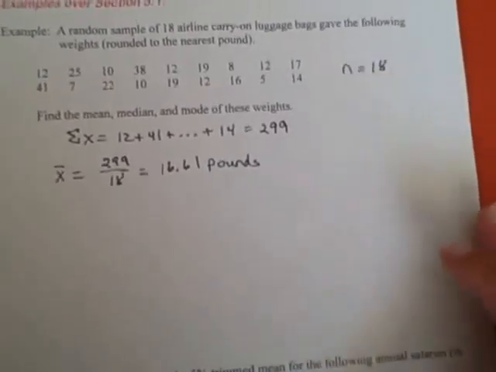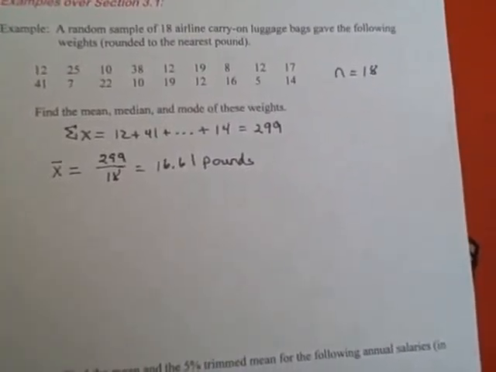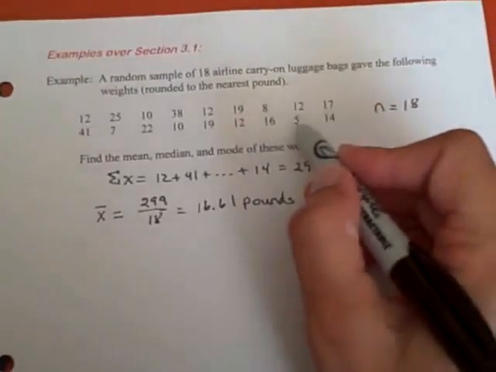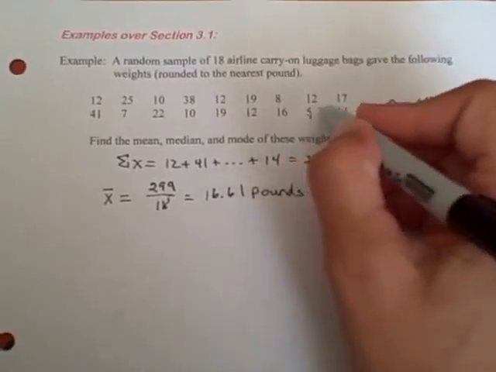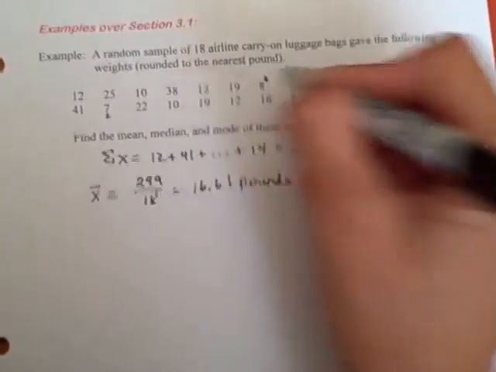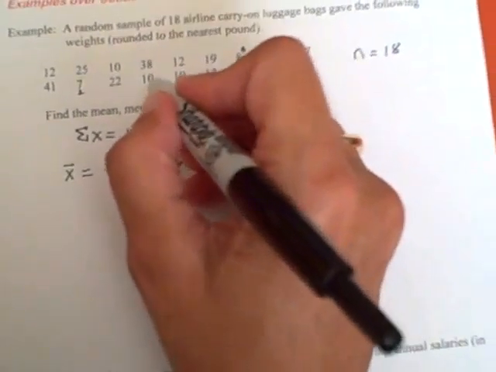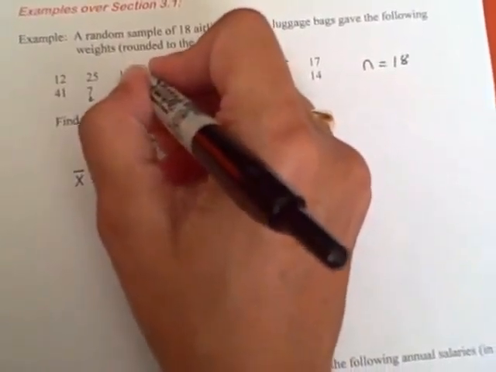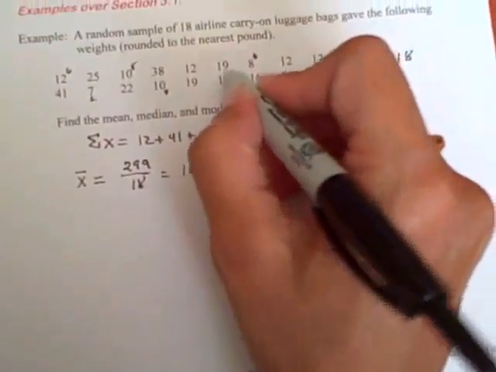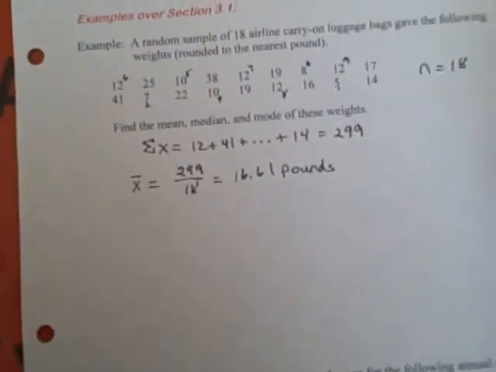Now the median, we know we have 18 pieces of data. So the middle data value is going to fall somewhere between the 9th and 10th. So let's see, if we get these in order, we go 5, that's 1, 2, 3, 4, 5, 6, 7, 8, 9. Okay, so we're at 9 pieces of data.